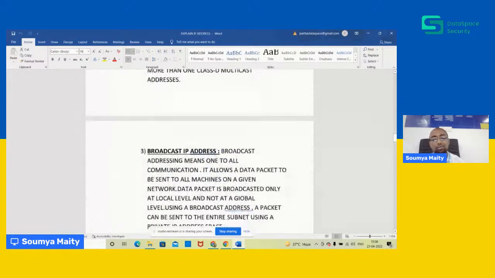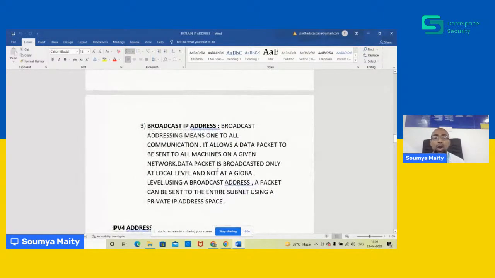Next is broadcast address. The broadcast means one to all communication. So it allows a data packet to be sent to all the machines on a given network. Data packet is broadcasted only at local level and not at global level. So using a broadcast address, a packet can be sent to the entire subnet using a private IP address space. So through a private IP address, we can do our broadcast. Through a public IP address, we can only unicast or multicast.